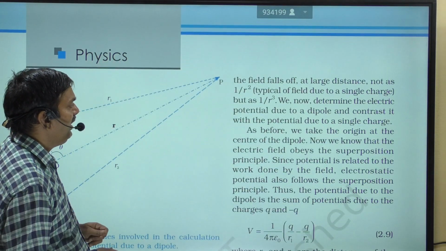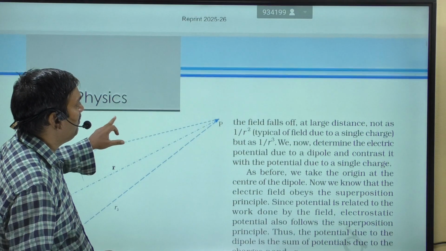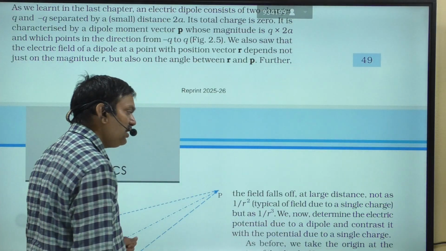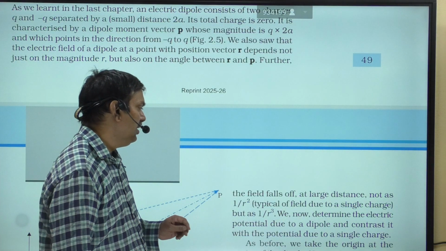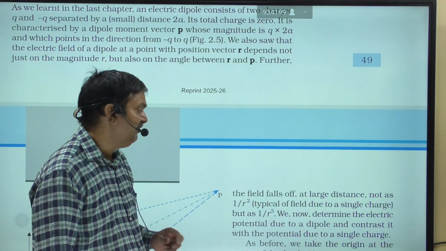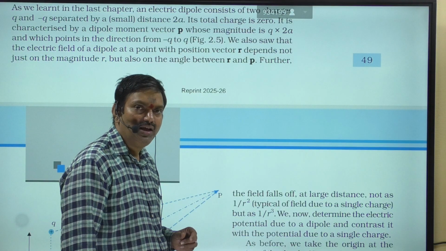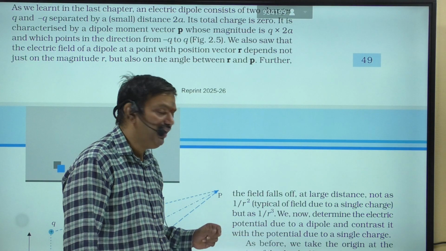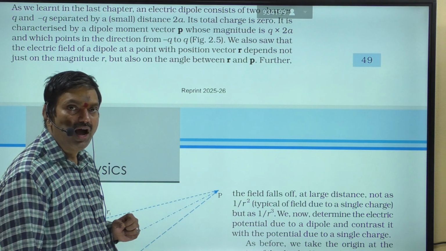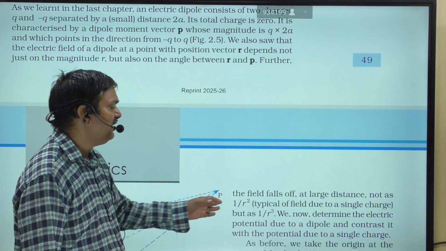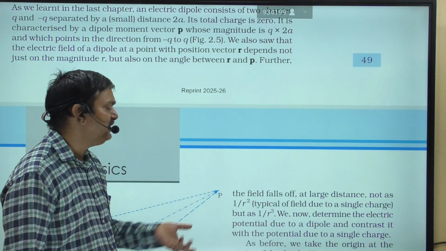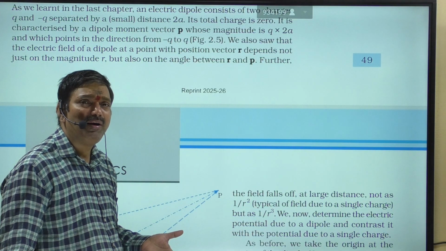Fine. So we know, just now we have seen, as you observe, further the field falls off at large distances, not as 1 by r square but as 1 by r cube. Normally, the intensity of electric field, the field strength, we have seen E is equal to 1 by 4 pi epsilon naught Q by r square. But here, because of a typical field due to a dipole, it is 1 by r cube. Now you see here, at large distances, that basically depends on distance.